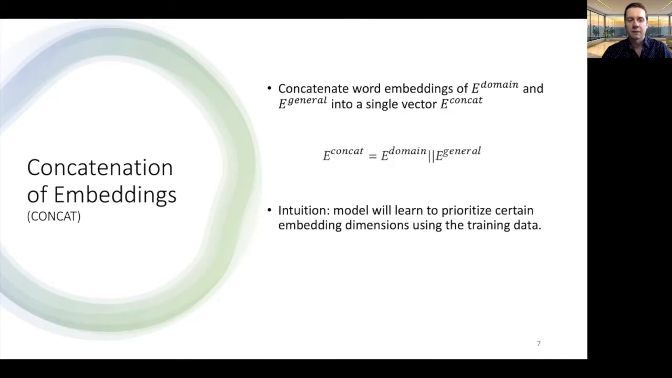The next method I would like to present is the concatenation of embeddings, or Concat. There we simply concatenate the word embedding vectors of the domain and general vectors into a single vector e concat, as seen here in this formula. The intuition here is that the model will learn to prioritize certain embedding dimensions using the training data.